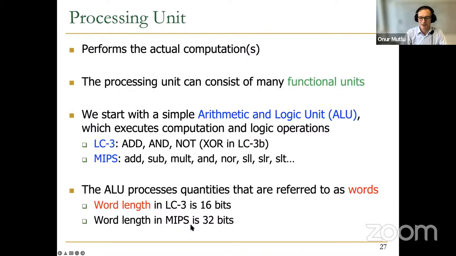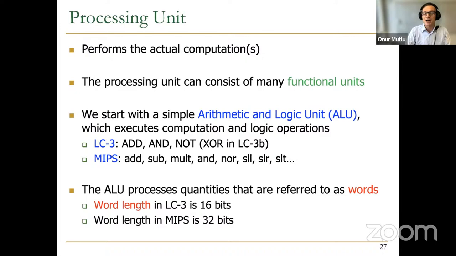Now, this doesn't mean that the ALU cannot process smaller quantities. The ALU can also process 8 bits, for example, at a time. But we are talking about the maximum word length it can process. Maximum word length is 32 bits. It can basically take two 32-bit inputs, for example, add them and create 32 bits of output in the end. But it can also process smaller quantities.